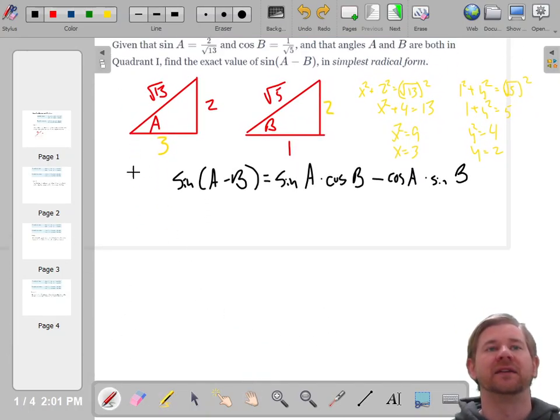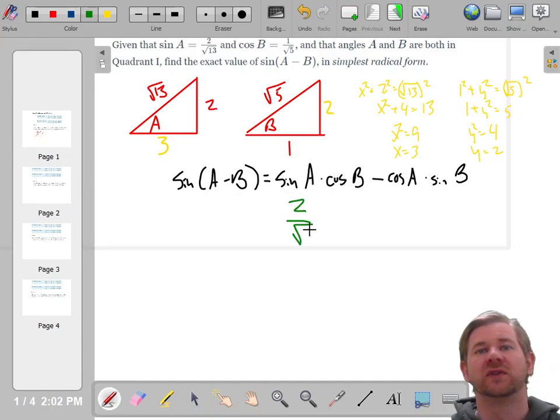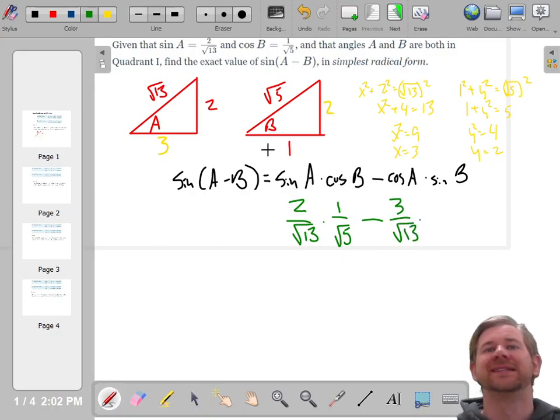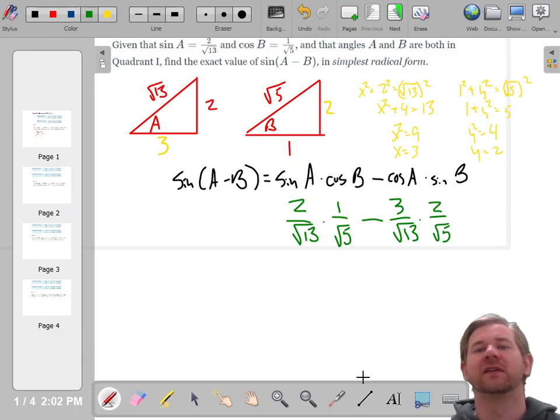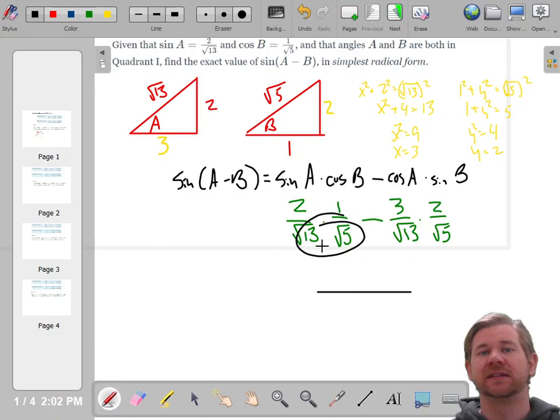What is the sine of A? The sine of A is opposite over hypotenuse, so 2 over radical 13. What is the cosine of B? Adjacent over hypotenuse, 1 over radical 5. That was given to me. Minus, what is the cosine of A? 3 over radical 13. What is the sine of B? 2 over radical 5.